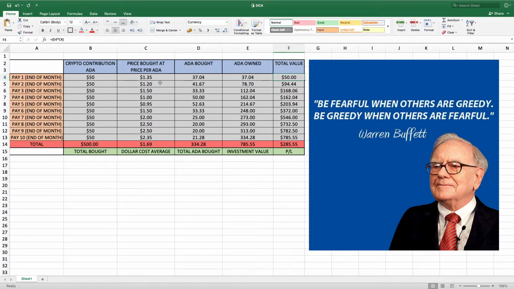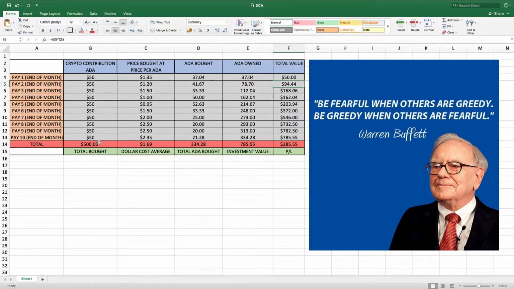The next month the price might go down, so I'm going to be able to get more ADA for a cheaper price. I'll be able to get 41 ADA tokens. So I'll add up what I got here and here in order to get this amount. At the end of month 2, I'll have 78.70 ADA tokens. So my total value is going to be $94.44, and so on.